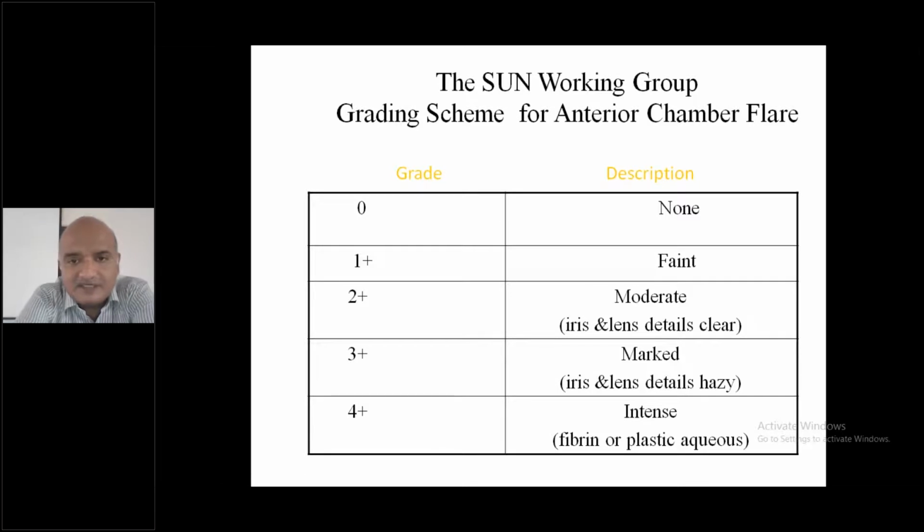Some groups have classified the intensity of inflammation based on the amount of flare. If it is 0, there is no flare. If it is +1, the flare is faint. If it is +2, that means moderate flare, and the iris and lens details can be made out. If it is +3, the iris and lens details are very hazy, and it is called marked flare. If it is +4, it is an intense flare where the iris details are not clear.